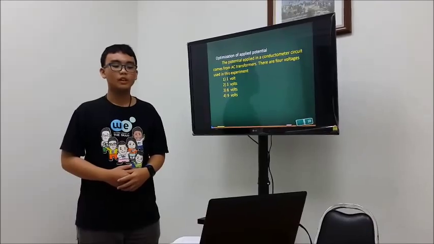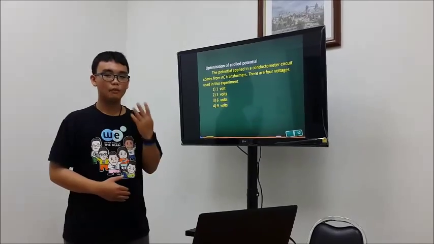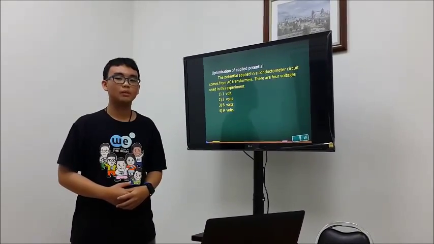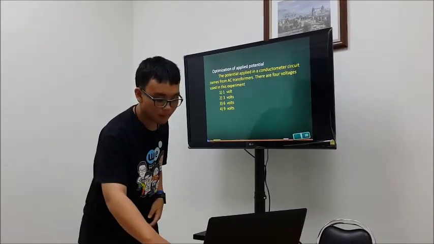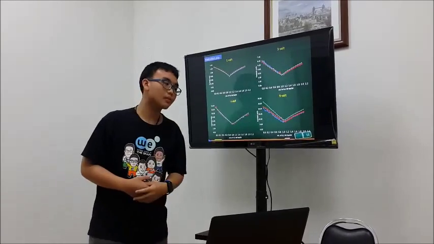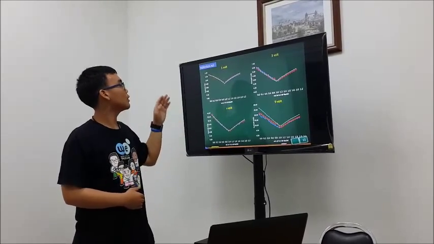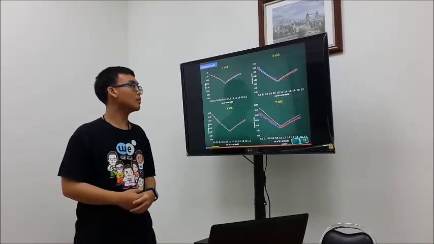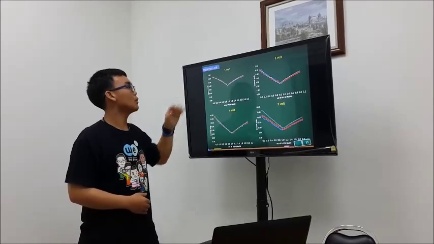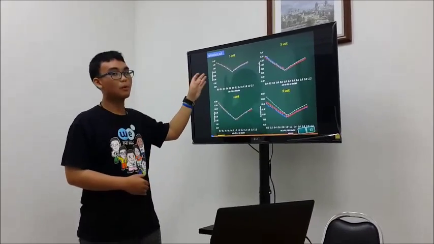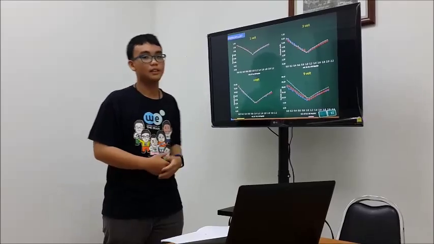Optimization of applied potential. The potential applied in the conductometer circuit comes from AC transformers. Four voltages were used in this experiment: 1 volt, 2 volts, 6 volts, and 9 volts. This is a comparison of different voltages toward hydrochloric acid. You can see the titration times are the same, and the curve shape of 1 volt is the best of all for hydrochloric acid.